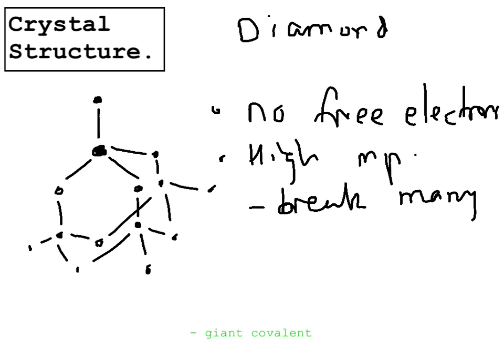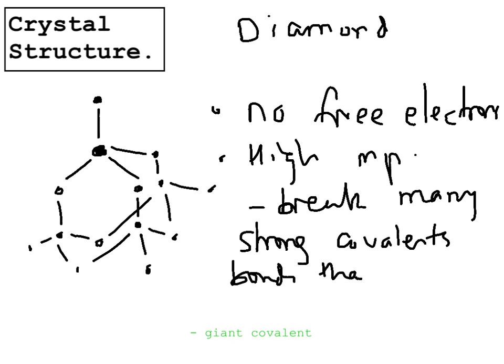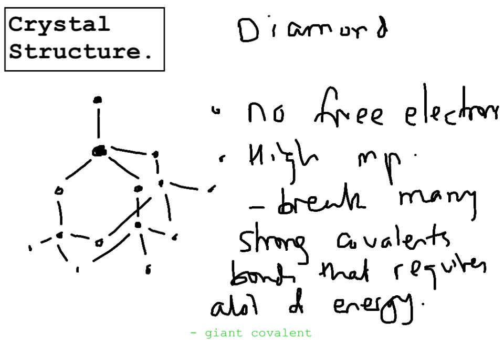many strong covalent bonds, that requires a lot of energy. So make sure when you're describing why diamond has a high melting point, you say what the bonds are that you're breaking. So you break many strong covalent bonds, and you need to say that that requires a lot of energy to do that.